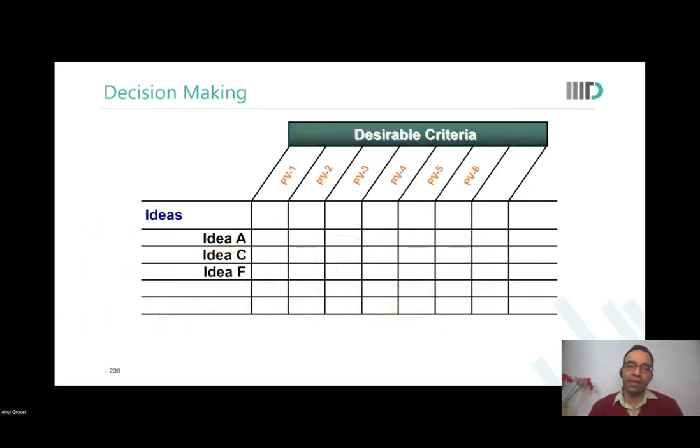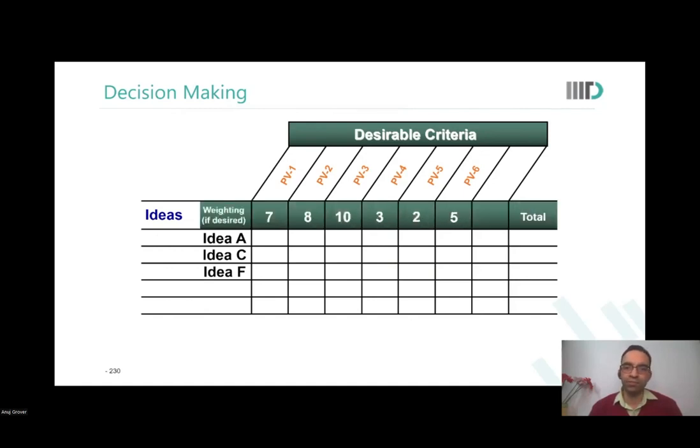Then you go to the next slide and you say, okay, now let me compare A, C, and F on the parameters of value, the desirable criteria, which are nice to have. And what I can do is, over here, I can give a weight. That PV3 is really, really nice to have. I would want to give it a weight of 10. PV2 is, okay, good to have, 8. PV1, okay, good to have, 7. PV6, nice to have, 5. PV4 and 5, if I have them, it's fine. If I don't have them, it's okay. So 3 and 2. So you just give them some weight.